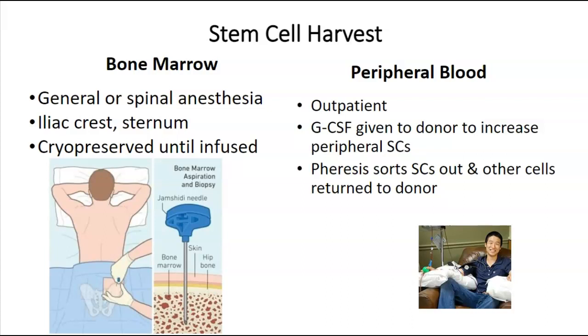What they do is they pull the bone marrow and preserve it until infused, and then if you were to give it through outpatient peripheral blood, it's just literally giving blood. They freeze out the stem cells, and then the other cells get turned back to them. So those are them, and you guys are responsible to know the care of the patient following the bone marrow biopsy or harvest. So we'll talk about that too.